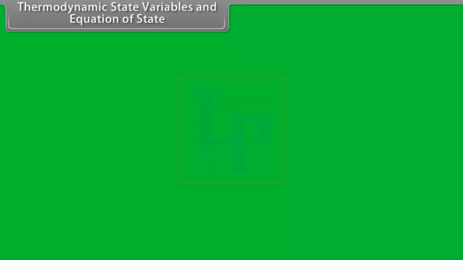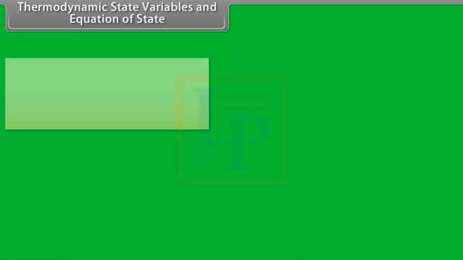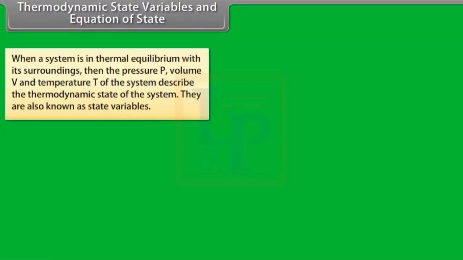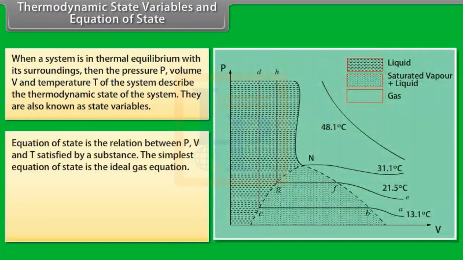Thermodynamic state variable and equation of state. When a system is in thermal equilibrium with its surroundings, then the pressure P, volume V and temperature T of the system describe the thermodynamic state of the system. They are also known as state variables. Equation of state is the relation between P, V and T satisfied by a substance. The simplest equation of state is the ideal gas equation.